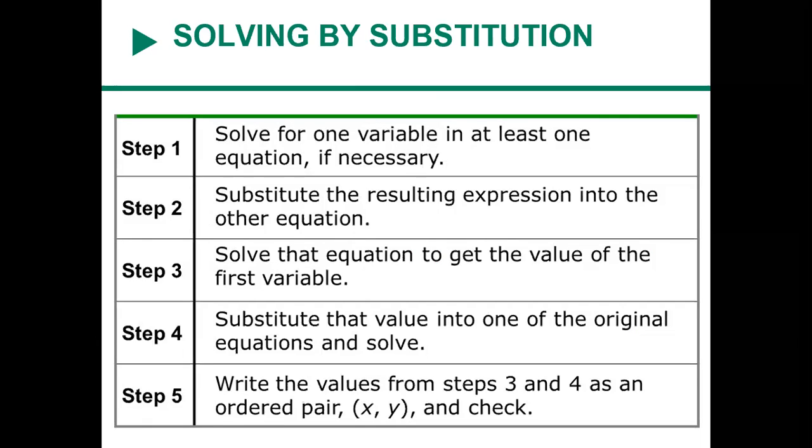Okay, so substitution. Step 1 is to solve for one variable in at least one equation if necessary. Then we're going to substitute the resulting expression into the other equation. Then we're going to solve that equation to get the value of the first variable. And then we're going to substitute some more into one of the original equations and solve. And then we write the values that we got from steps 3 and 4, and that's our ordered pair. Again, all should sound familiar.